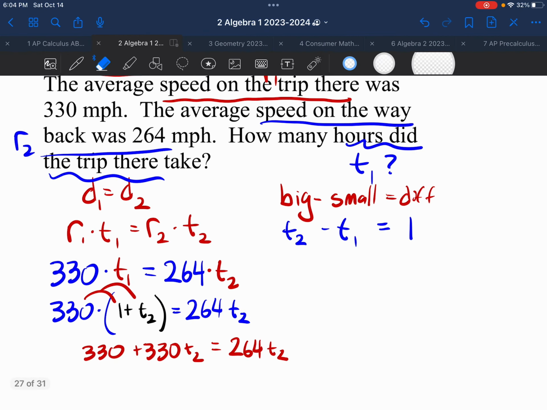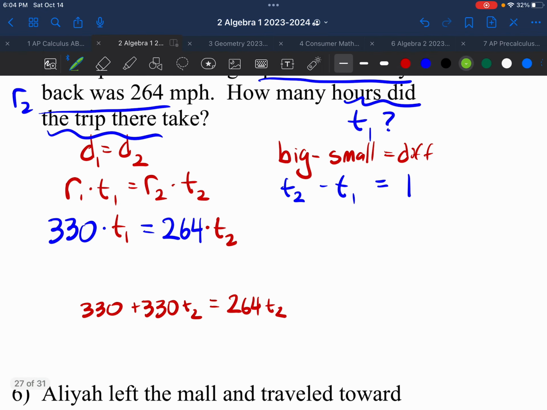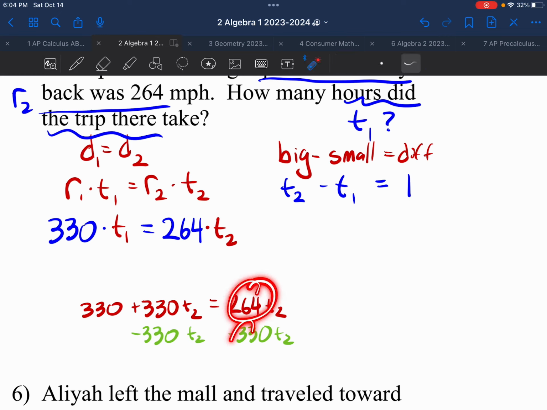So let me come back and undo all of this. It's kind of cool that I found that really quickly, just to show you where I knew that I was making a mistake so that you guys can follow what I was doing. In my head, I was already doing minus 330 t2 on both sides. These are opposite signs. This is a positive and this is a negative. So you take the sign of the larger, and you would have gotten a negative on this side and a positive 330 on this side. The answer was going to be a negative, which doesn't make sense. How can you have negative hours?